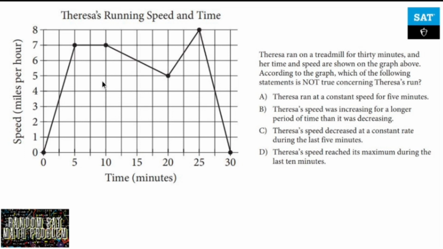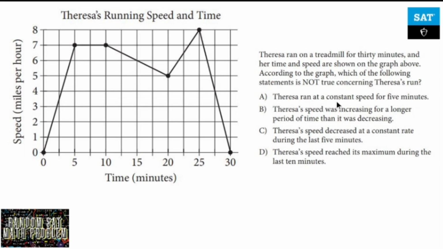So before I even look at these options, this is her speed, not her distance or anything like that. So the way you read this is, she starts out doing nothing and then she gradually increases her speed over the first 5 minutes. Then from 5 to 10, which means for 5 minutes, she stays at 7 miles an hour. Doesn't increase, doesn't decrease. But from minute 10 to 20, she decreases her speed 2 miles an hour. For 5 minutes, increases it gradually 3 miles an hour. And then for the last 5 minutes, she decreases all the way back down to nothing. And then she's done. So let's find the lie.